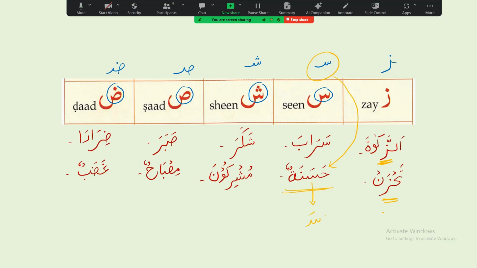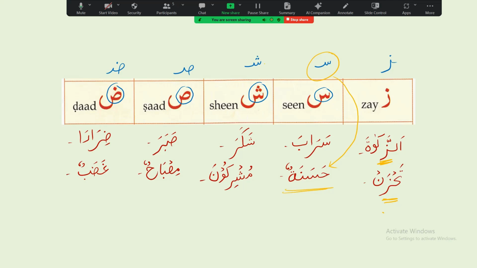Hasanatun. Okay, so when Seen comes at the end, the shape of it remains as it is, intact. For example, ahassa. This word here, Seen comes at the end, but it has its full shape here now, right? So you will just have to see the two possibilities, when it comes at the start or when it comes in the middle, sisters.